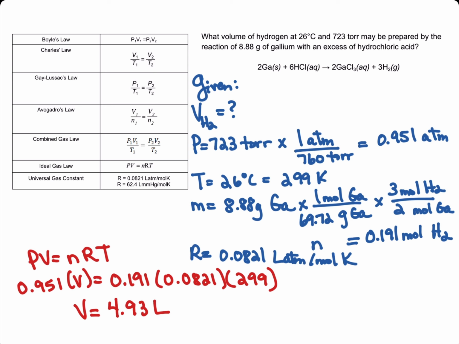So this one requires the gas laws and stoichiometry. We need a balanced chemical equation to do a switcheroo, to go from grams of Ga to moles of H2. Good luck and keep practicing.